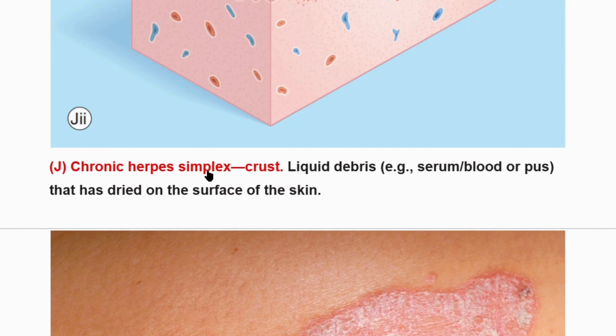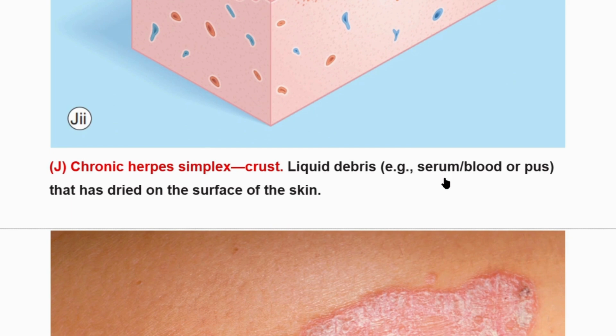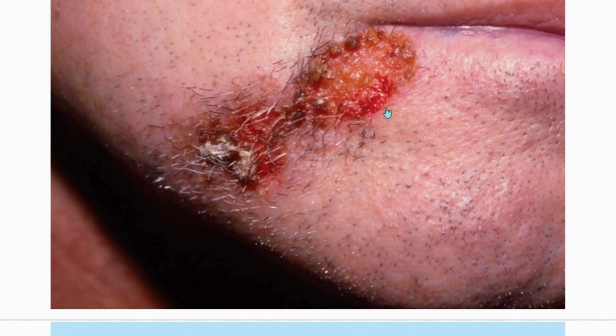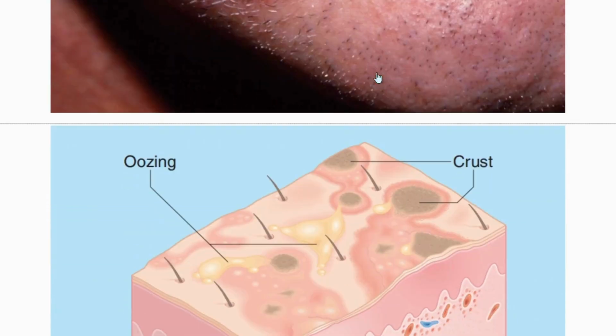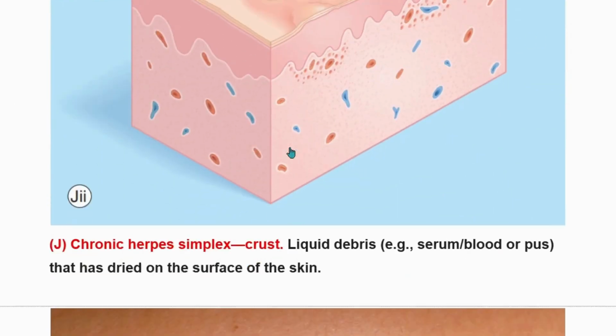J, chronic herpes simplex. In chronic herpes simplex we have crust. Crust is liquid debris, for example serum, blood or pus, that has dried on the surface of the skin. As we can see here, we have crust and oozing in herpes simplex virus. Here we can see oozing and crust in this diagram.